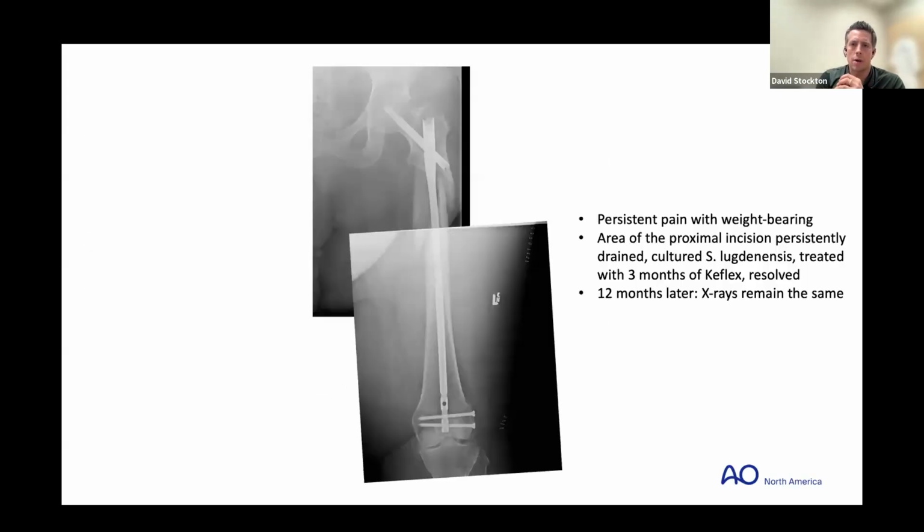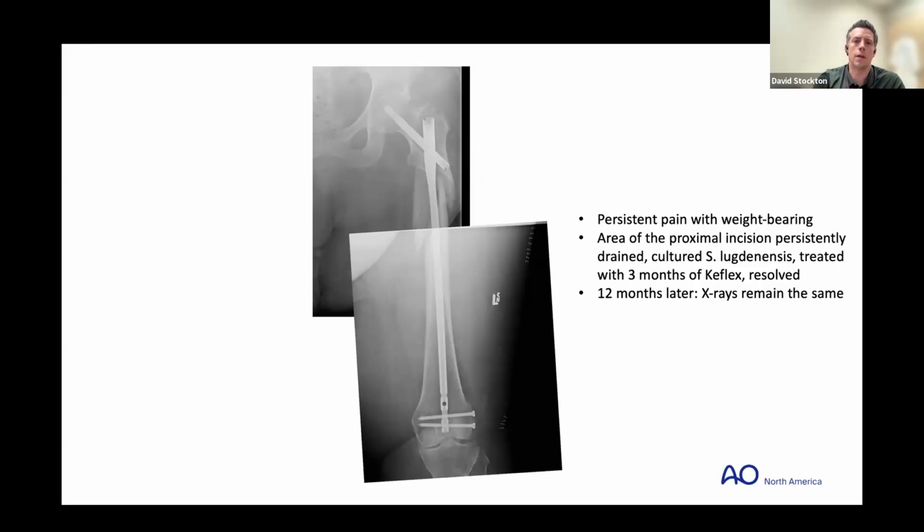These were the post-operative images, and she had persistent pain for a long time. She also had the proximal area of her wound, around a pannus, that was persistently draining, eventually cultured Staph lugdunensis, and she ended up being treated with 3 months of Keflex and it resolved. This attempt at healing went on and was followed for 12 months, but over those 12 months, the x-rays really didn't change too much.